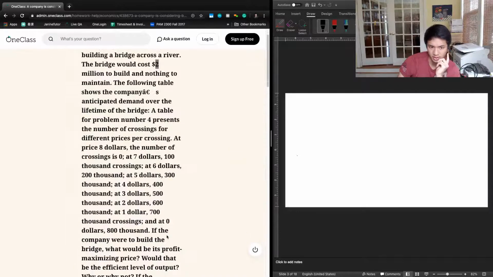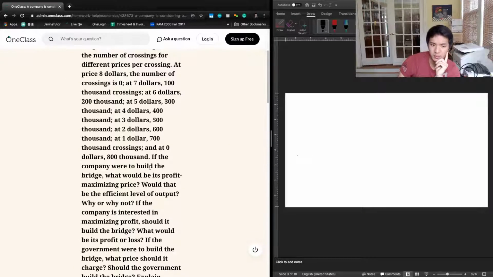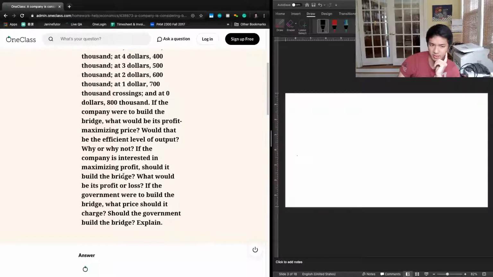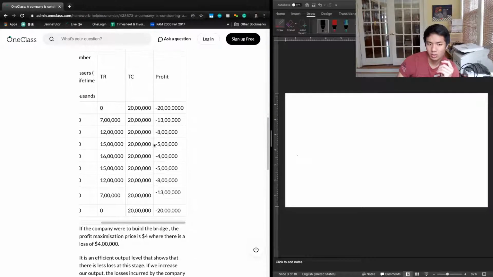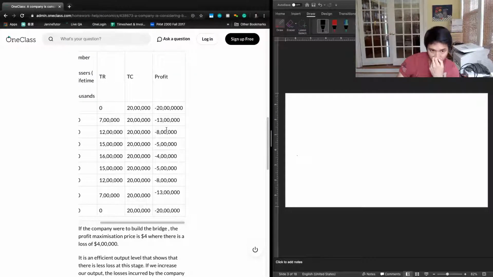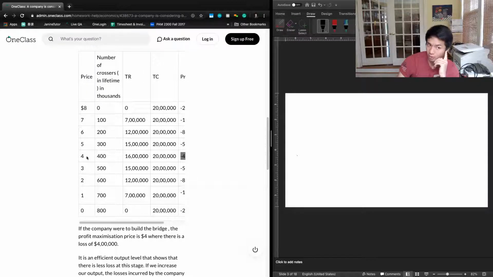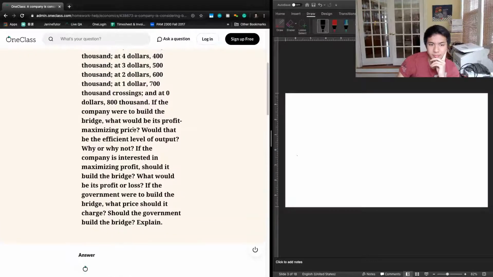So let's take a look at the questions that are asked. If the company were to build a bridge, what would be its profit maximizing price, right? So we want to see what is the highest profit possible. Unfortunately for this company, all the profit is negative, but the smallest negative loss they would incur would be at $400,000, which would be at a price of $4 with 400,000 crossers. And so its profit maximizing price is $4.